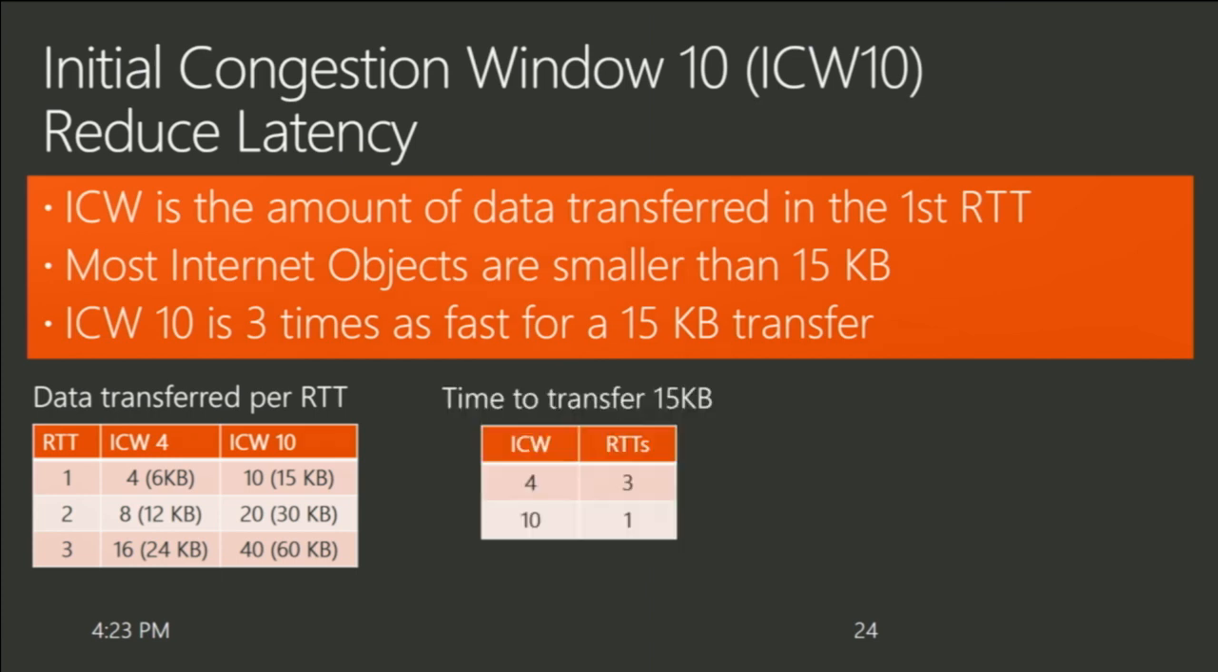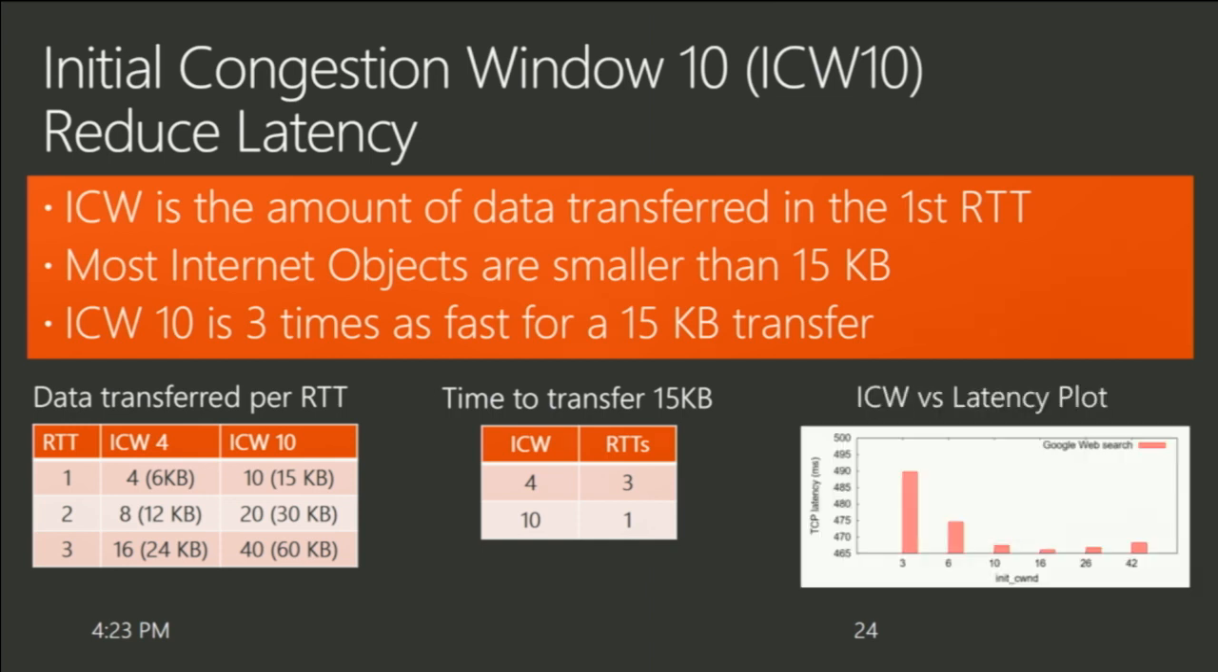But let's go ahead and look at this one. How much time does it take to transfer 15 kilobytes? Well, with ICW4, it takes 3 RTTs. With ICW10, it takes 1. 3 times as fast for 98% of the transactions on the internet. Not bad. And then here we have a graph which shows a latency plot. The higher the bar is, the worse the latency is.